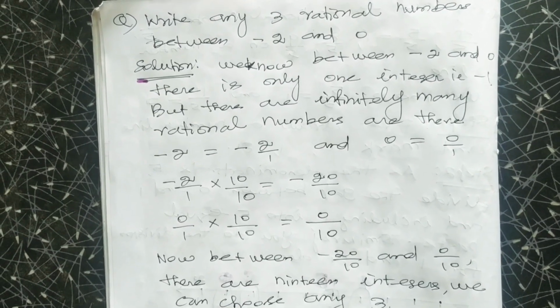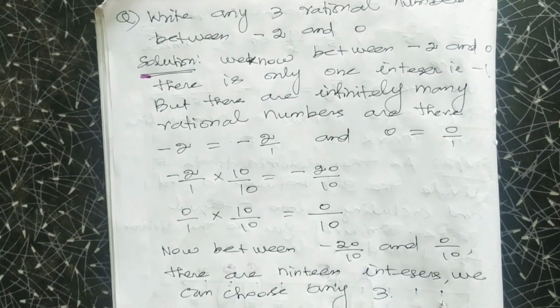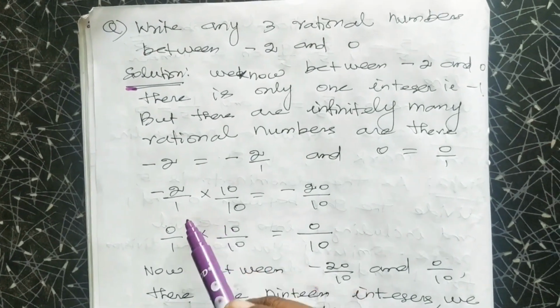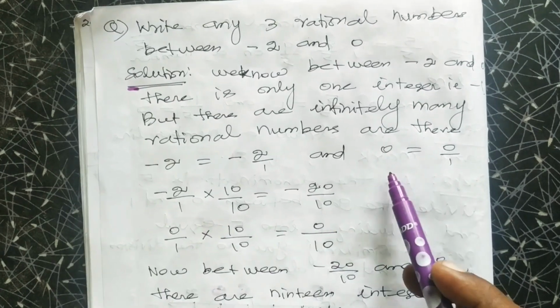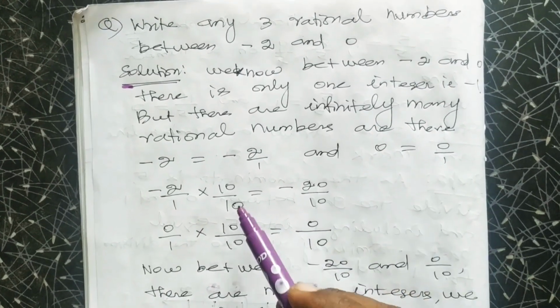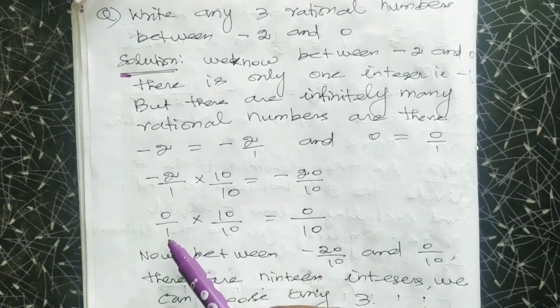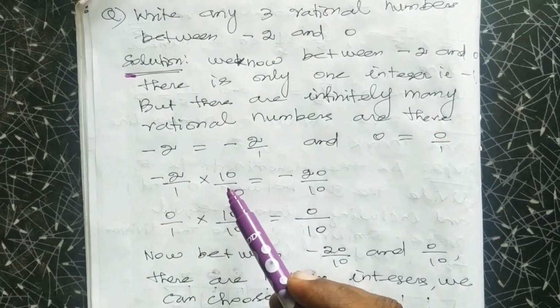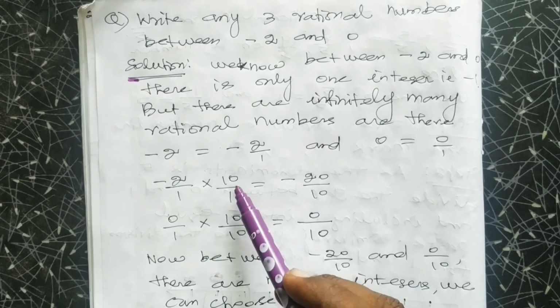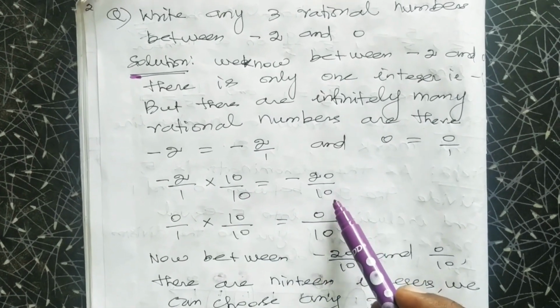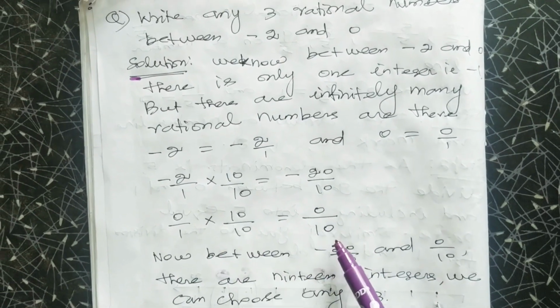But we require 3. But any rational number can be written as equivalent fractions. Minus 2 can be written as minus 2 by 1. 0 can be written as 0 by 1. Then whatever number you want, you can multiply. Already having the same denominator, multiplication by 10 is very easy. Therefore, I am using 10, multiplying the numerator and denominator by 10. Minus 20 by 10 and 0 by 10.